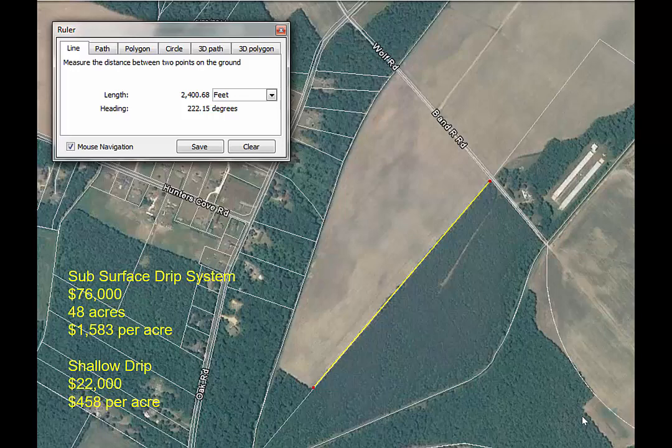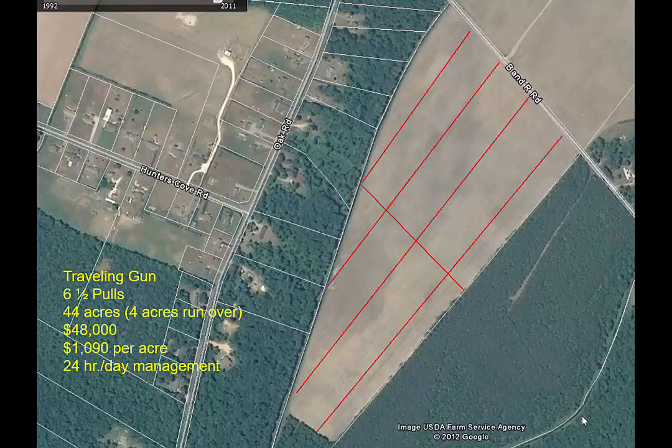You know, you can get that subsurface drip at about the same price as we were for the 2 center pivots that were in there. However, you're going to cover the whole field instead of 3/4 of the field as far as being irrigated. And then finally, you can get the nightmare scenario of putting a traveling gun in there and having 6.5 pulls. You're not going to get any sleep. You're going to have a mediocre crop, and you're just going to be generally grouchy because it's a nightmare.